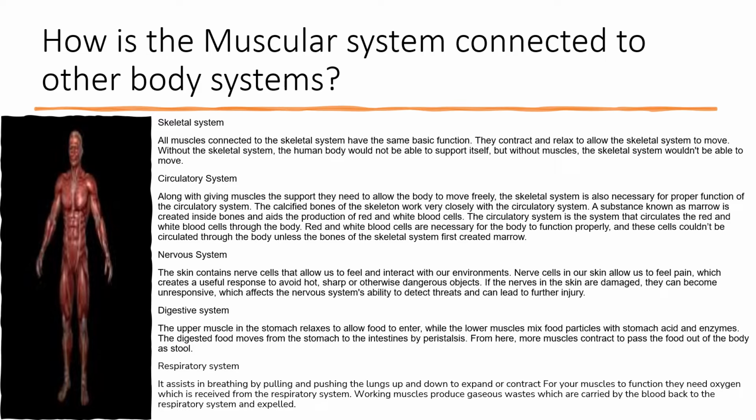Respiratory system. It assists in breathing by pulling or pushing the lungs up and down to expand or contract. For your muscles to function, they need oxygen, which is received from the respiratory system. Working muscles produce gaseous wastes, which are carried by the blood back to the respiratory system and expelled.